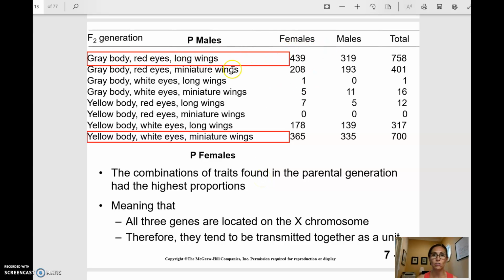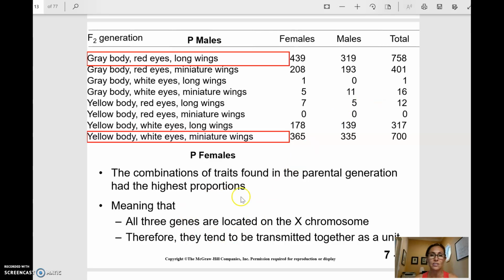These two are the original combinations, or the parental phenotypes. Basically, the parental phenotypes have the largest proportion of individuals. So females and males, you have about 700 that look like this, 750 that look like this, but then you very rarely get these gray body, white eyes, long wings: one female, 0 males. You only get one of those. Over here, yellow body, red eyes, miniature wings, you never get. Yellow body, red eyes, long wings, you rarely get. And the gray body, white eyes, miniature wings, you rarely get too. A little bit more commonly, but not by much.